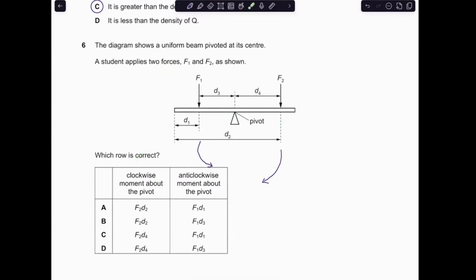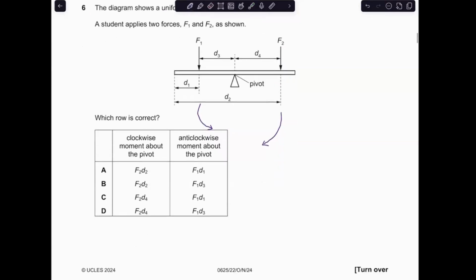So for the clockwise moment, it's the force times how far it is from the pivot. So that's F2 times D4. So that means A is out and B is out. So the clockwise moment is going to be F2 D4. And then the anti-clockwise moment is the applied force, which is F1. And how far is it from the pivot? That is D3. That means anti-clockwise is going to be F1 D3. So this is the answer.